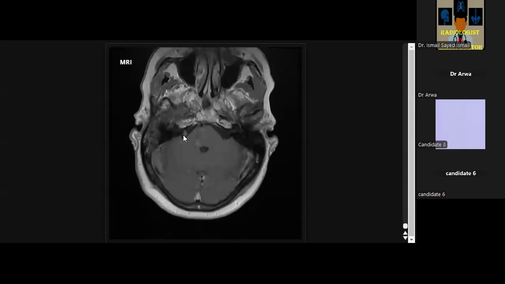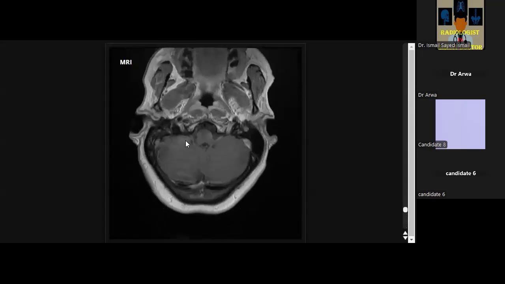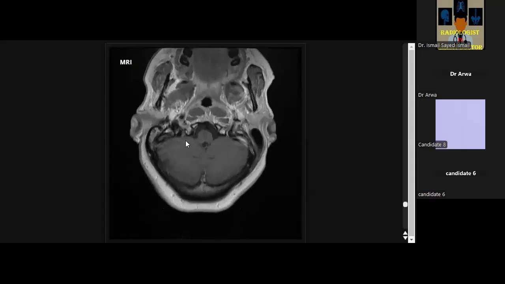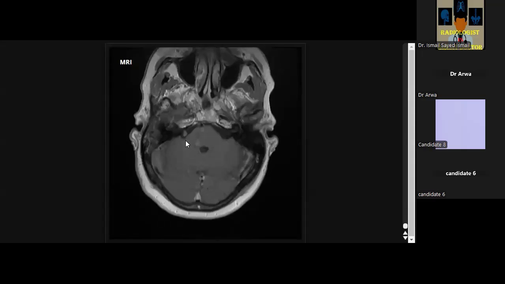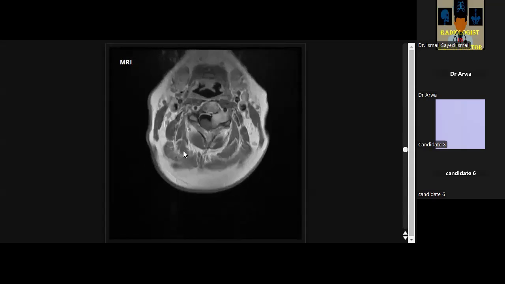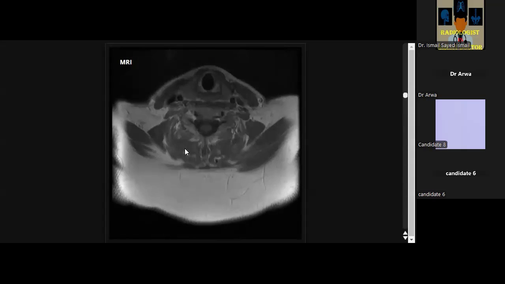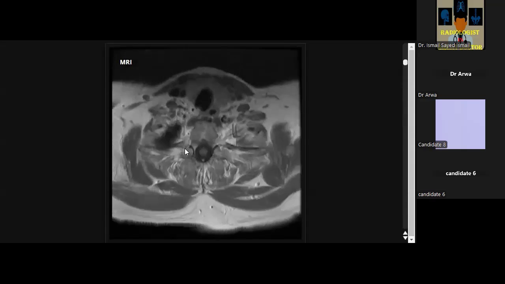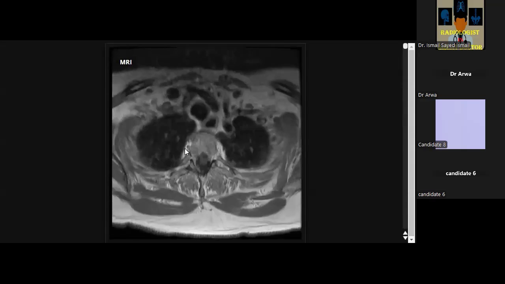So you have to look for the full sequence. Yes, acoustic schwannoma. There is an acoustic schwannoma in the right CP angle. So yeah, this patient must be associated with neurofibromatosis type 2, and I would like to do the genetic counseling and inform this case immediately.